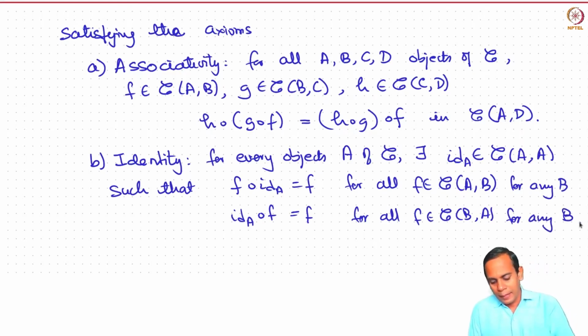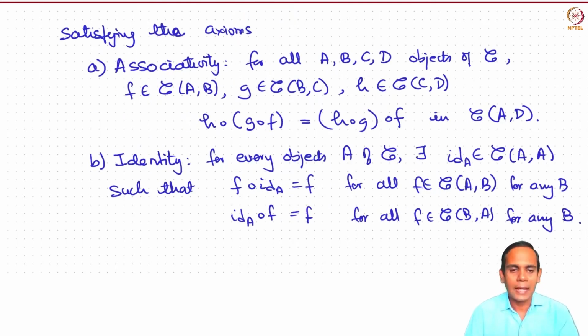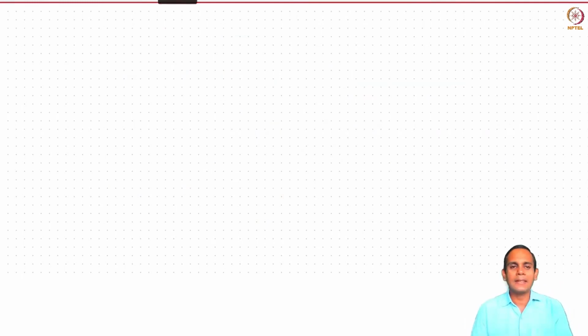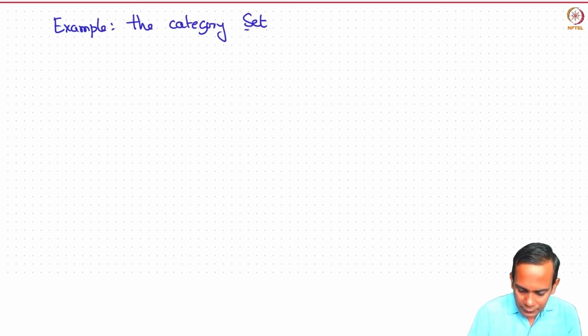So these axioms now complete the definition of the category. So a category consists of objects and morphisms. Morphisms can be composed and they satisfy the associativity and identity conditions. Let's look at some examples. The most standard canonical example of a category is the category of sets. I'll just denote it by Set with an underline. It's the category of sets.